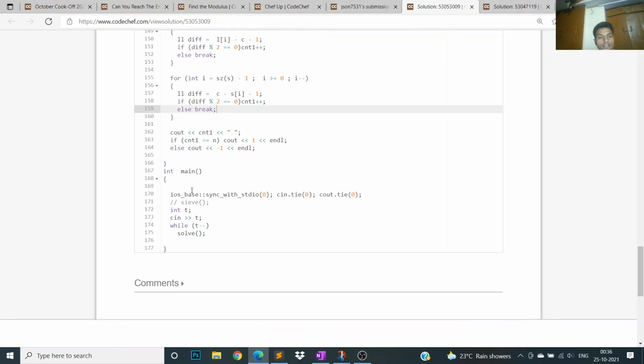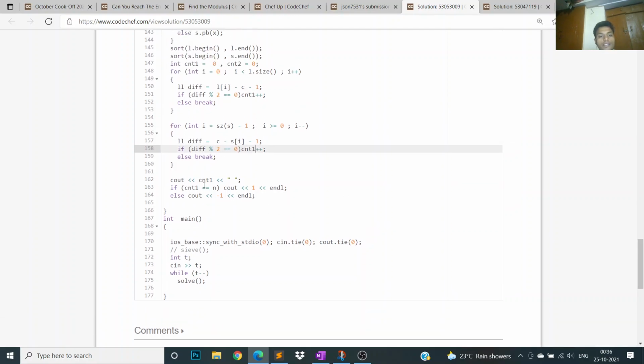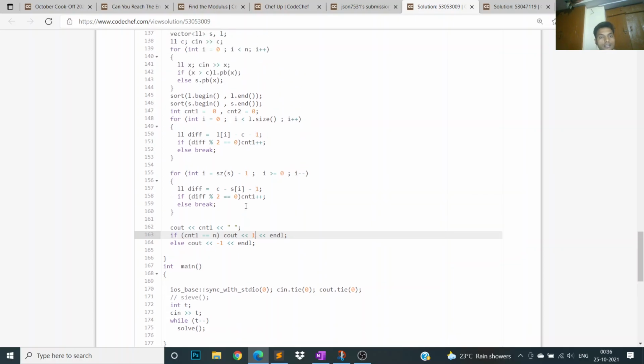Okay, yeah, this is the solution. So if the distance is even, it will be eliminated. How many will be eliminated is count one, and if count one is n, meaning all are eliminated, it will escape, then one, else minus one. This is a simple solution.